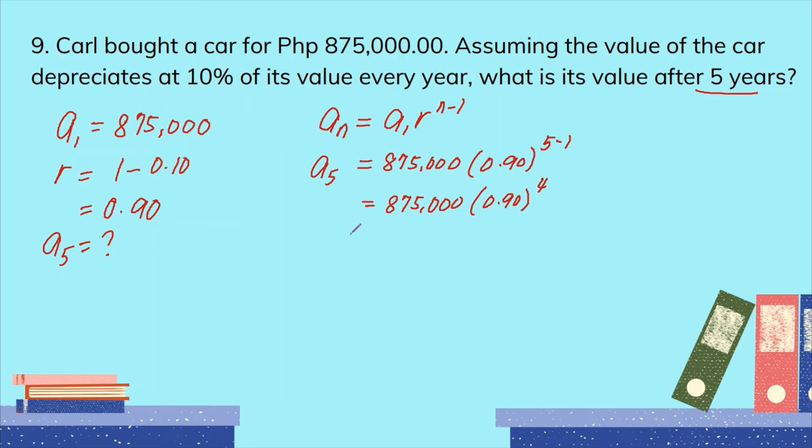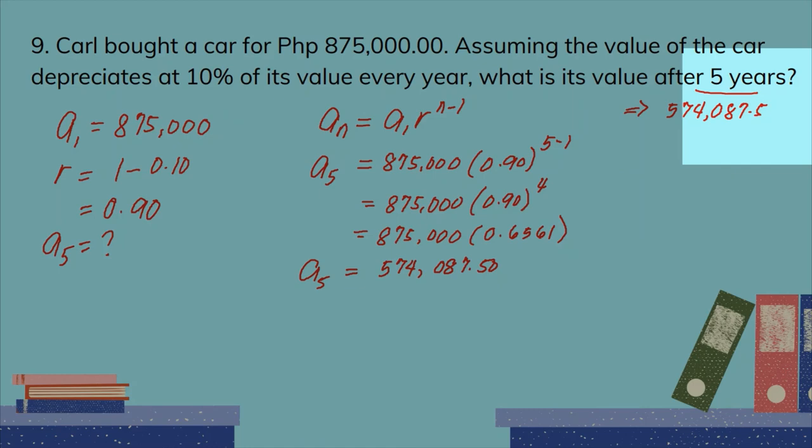So, 875,000 times 0.9 to the power of 4. So that will be 0.6561. And then multiplied by 875,000, the answer will be 574,087.50. So, that is A sub 5. So, the answer to the question, what is the value after 5 years? So, the answer here is 574,087.50 pesos. Okay?